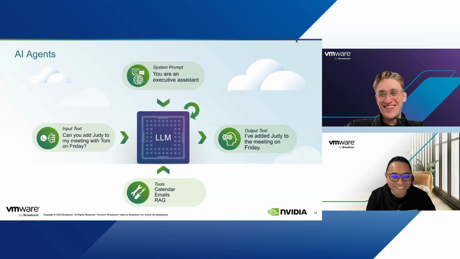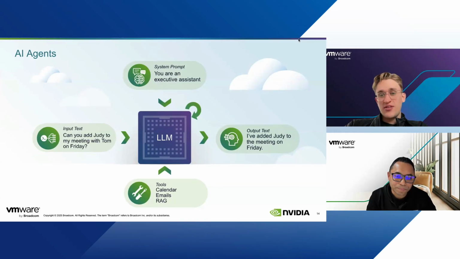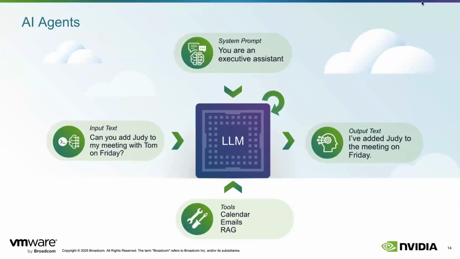Yeah, totally. And so here I can say, oh, can you add Judy to my meeting with Tom on Friday? All right. And now the LLM has a whole bunch of tools that are connected. So it's got a calendar, it's got emails, and it might have a RAG system connected as well. And so what it can do is operate in a loop and say, well, to figure out who Tom is, I should probably check the emails. Oh, I can see, that's Tom Jones. Now I'm going to look at the calendar. Okay, there's the meeting with Tom Jones on Friday at 3 p.m.